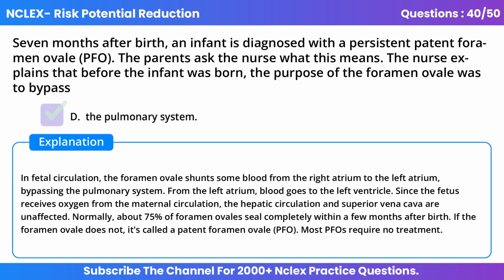In fetal circulation, the foramen ovale shunts some blood from the right atrium to the left atrium, bypassing the pulmonary system. From the left atrium, blood goes to the left ventricle. Since the fetus receives oxygen from the maternal circulation, the hepatic circulation and superior vena cava are unaffected. Normally, about 75% of foramen ovale seal completely within a few months after birth. If the foramen ovale does not, it's called a patent foramen ovale, PFO. Most PFOs require no treatment.